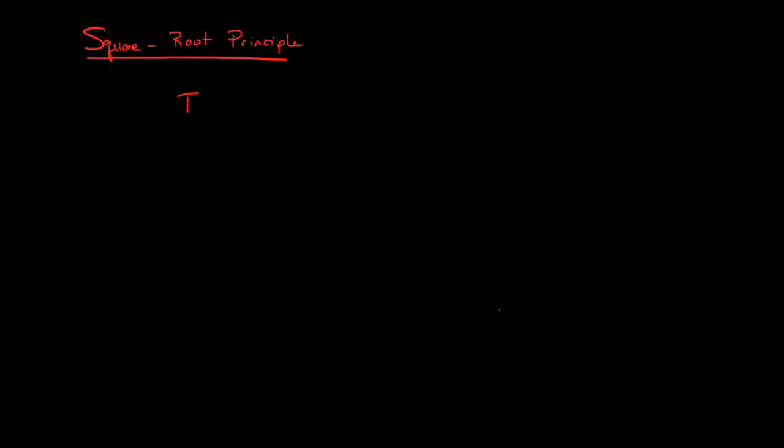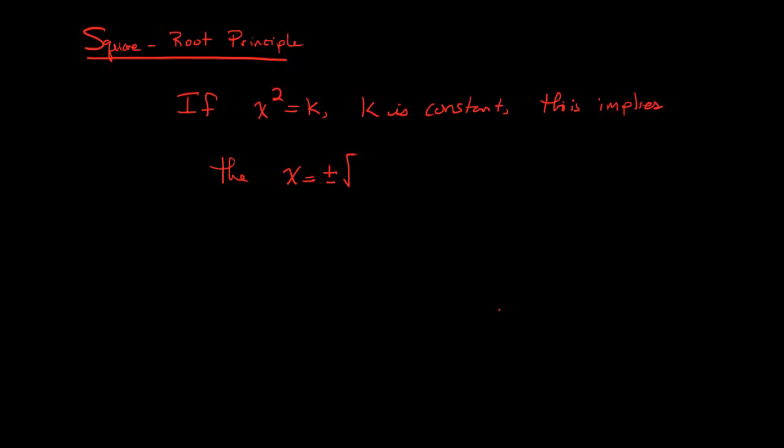So this states that if x squared is equal to k, and they usually like to describe k as a constant, this implies that x equals plus or minus the square root of k. So in order to solve this equation, we have to take the square root of both sides, but we have to add that plus or minus.